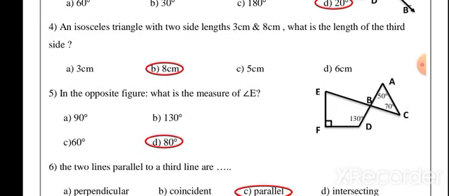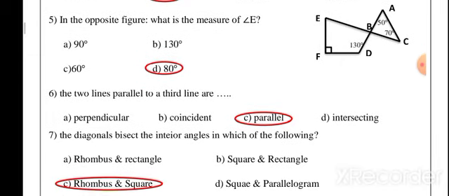Number 4. An isosceles triangle has two side lengths 3 and 8 centimeters. What is the length of the third side? An isosceles triangle means two sides are equal in length. So let's think: we will take 3, 3 and 8, or 3, 8 and 8. Let's try 3 and 3. 3 plus 3 equals 6, and 6 is not greater than 8. What about 8? 3 plus 8 equals 11, and 11 is greater than the third side 8. So our solution here will be 8 centimeters.